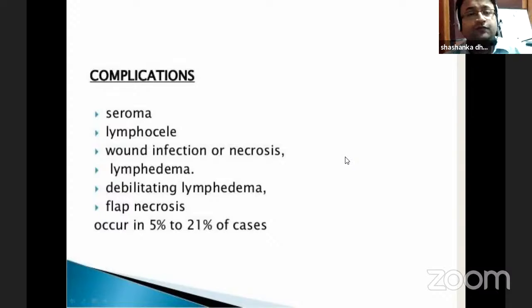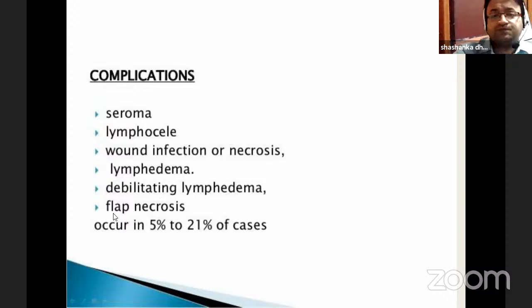Complications of inguinal lymph node dissection. Number one is seroma. Number two is lymphocele. And another one, most common, is flap necrosis. So the skin undergoes flap necrosis. Again, this is very similar in breast cancer as well.